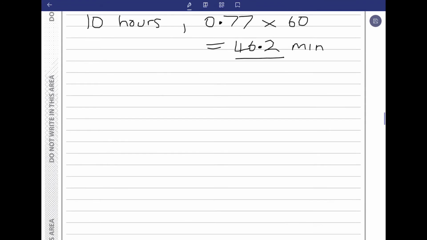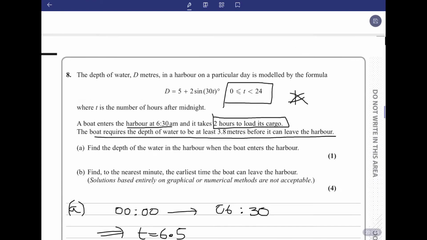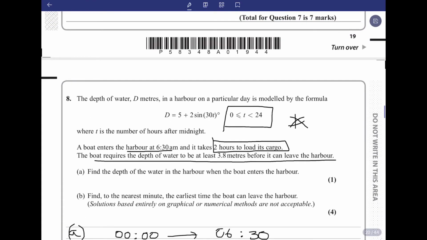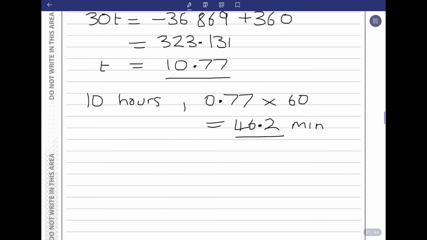Now what you don't do here is write 10 hours 46 minutes, because it asks for the earliest time. So what you should write here is 10:47 a.m., and that is the earliest time the boat can leave the harbour. I think in the mark scheme it'll also give you the mark if you write 10:46 as well, but I always think it's not 46 minutes exactly, there's something after.